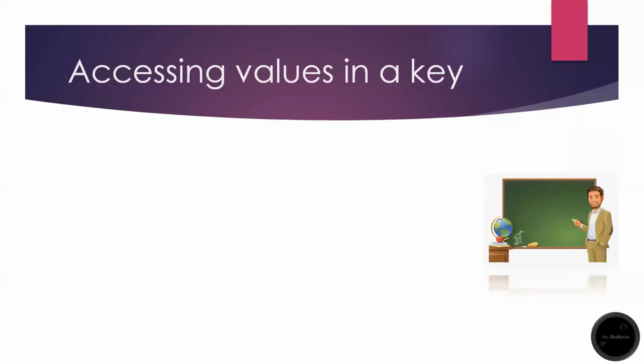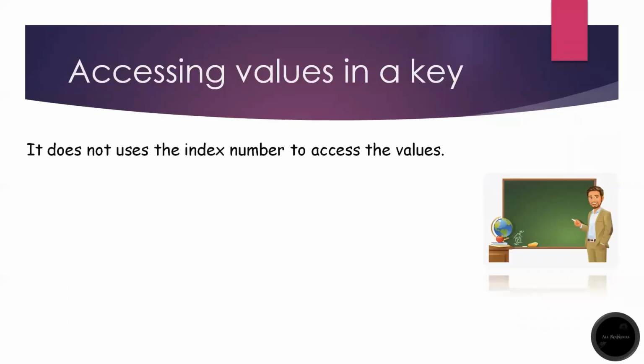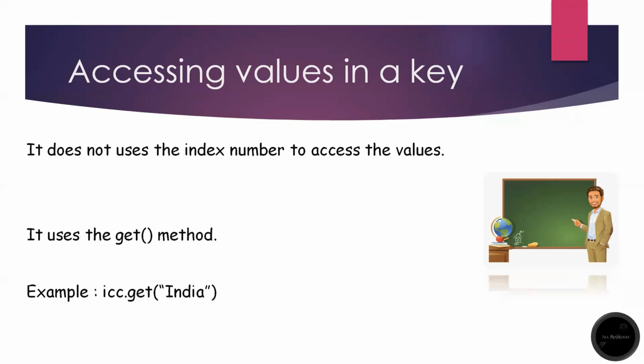Then we have the function for accessing the values of a key. It does not use the index number to access the values; it uses the get method. Like the example icc.get India, which I have already explained in the previous example. India is a key. By using the get function, we get the value of India, which is 110.